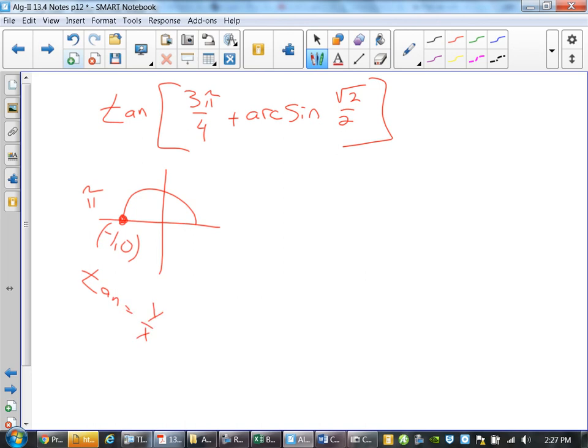Oh, so those limitations were on the arcs, not the other. So 3 pi over 4 plus pi over 4 does not equal 1. No, it means 4 pi over 4, which is 1 pi.